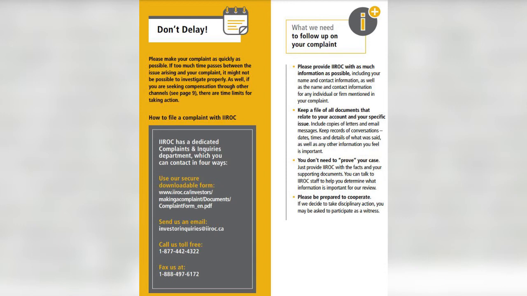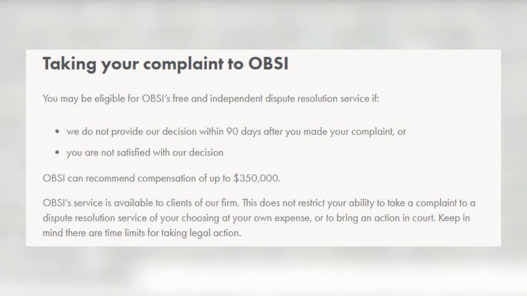This is just the complaint and dispute resolution process set in place by the regulators, but you always potentially have the option of lawsuits or arbitration to resolve your dispute with the broker, and you should speak to your lawyer to see whether that would be appropriate.